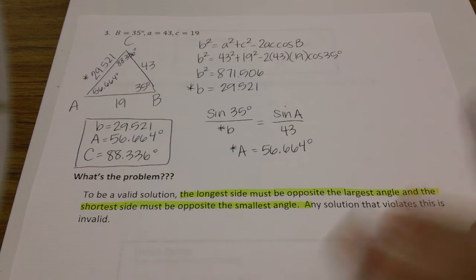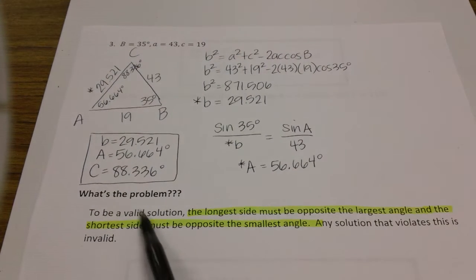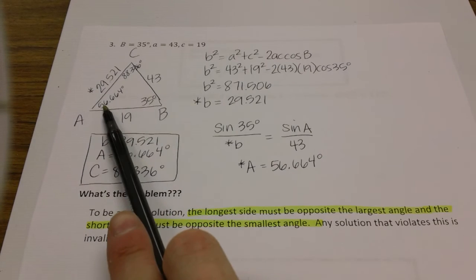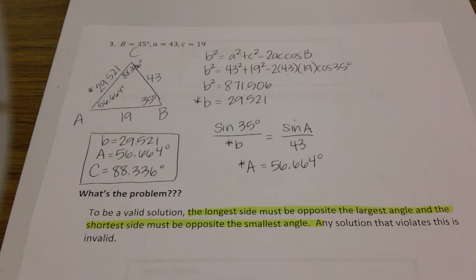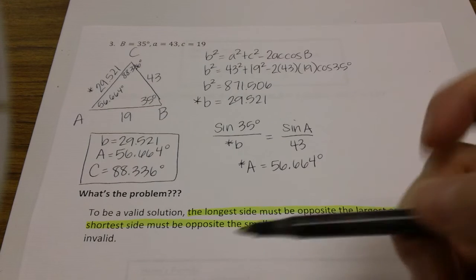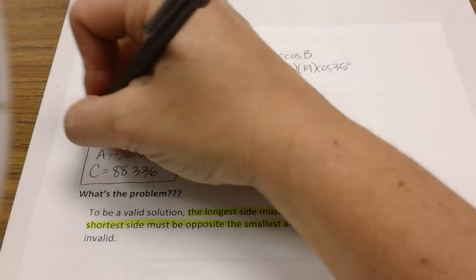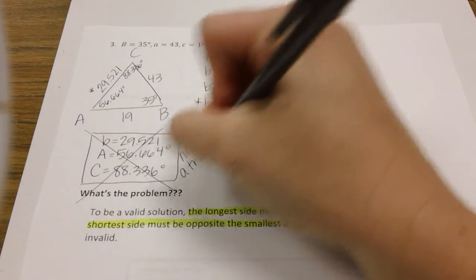If you look up here at the triangle one more time, our longest side is 43. Is angle A our biggest angle? No. So that means that this triangle is not valid. So this is not a triangle. However, there is a triangle possible here.